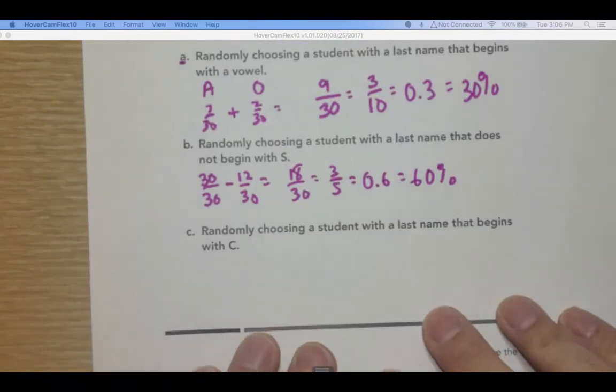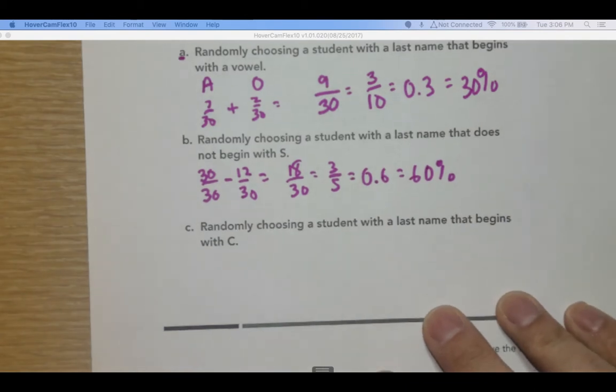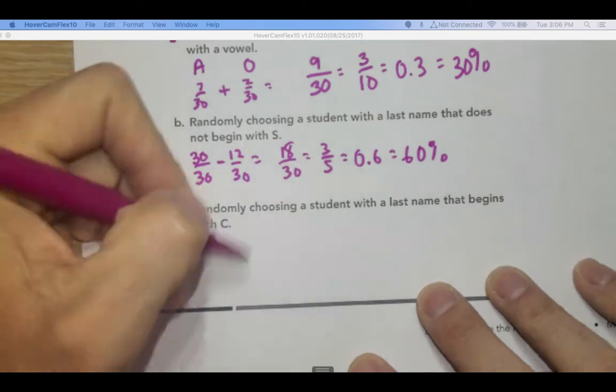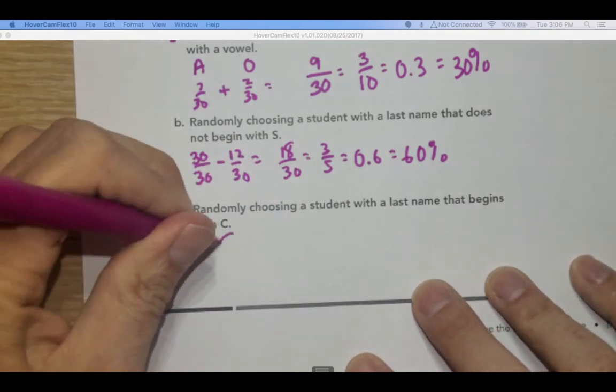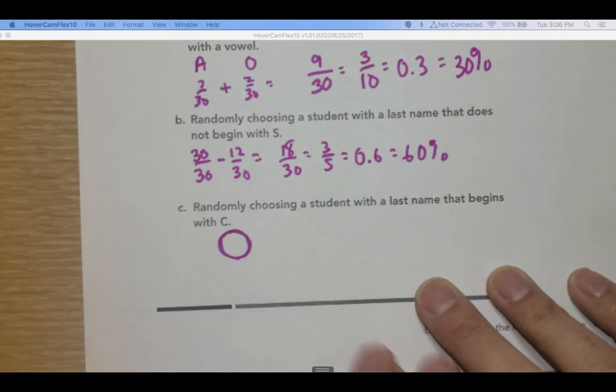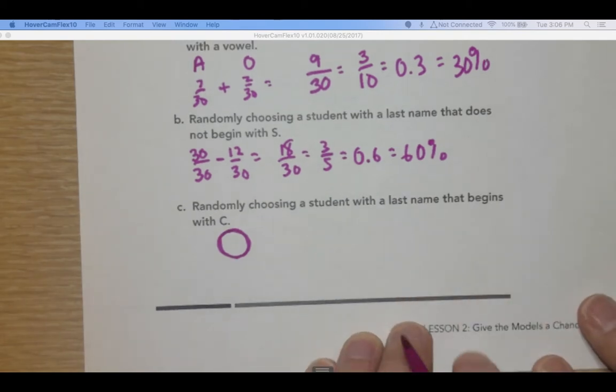Last but not least, randomly choosing a student with a last name that begins with a C. And there are no students that have a last name that begins with a C, so there is a 0 probability of that. It is impossible in this particular situation. Okay.